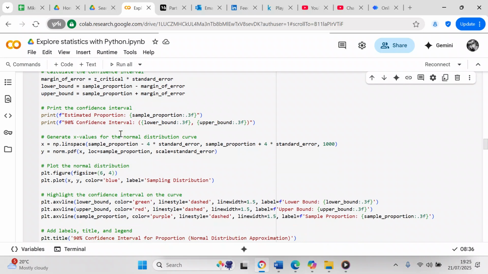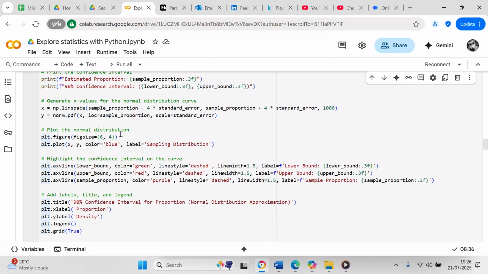plt.axvline of lower bound, comma, color equals green, comma, linestyle equals dashed, comma, linewidth equals 1.5, comma, label equals lower bound. And then you have plt.axvline of upper bound, comma, color equals red, comma, linestyle equals dashed, comma, linewidth equals 1.5, comma, label equals upper bound. And then plt.axvline of sample proportion, comma, color equals purple, comma, linestyle equals dashed, comma, linewidth equals 1.5, label equals sample proportion.